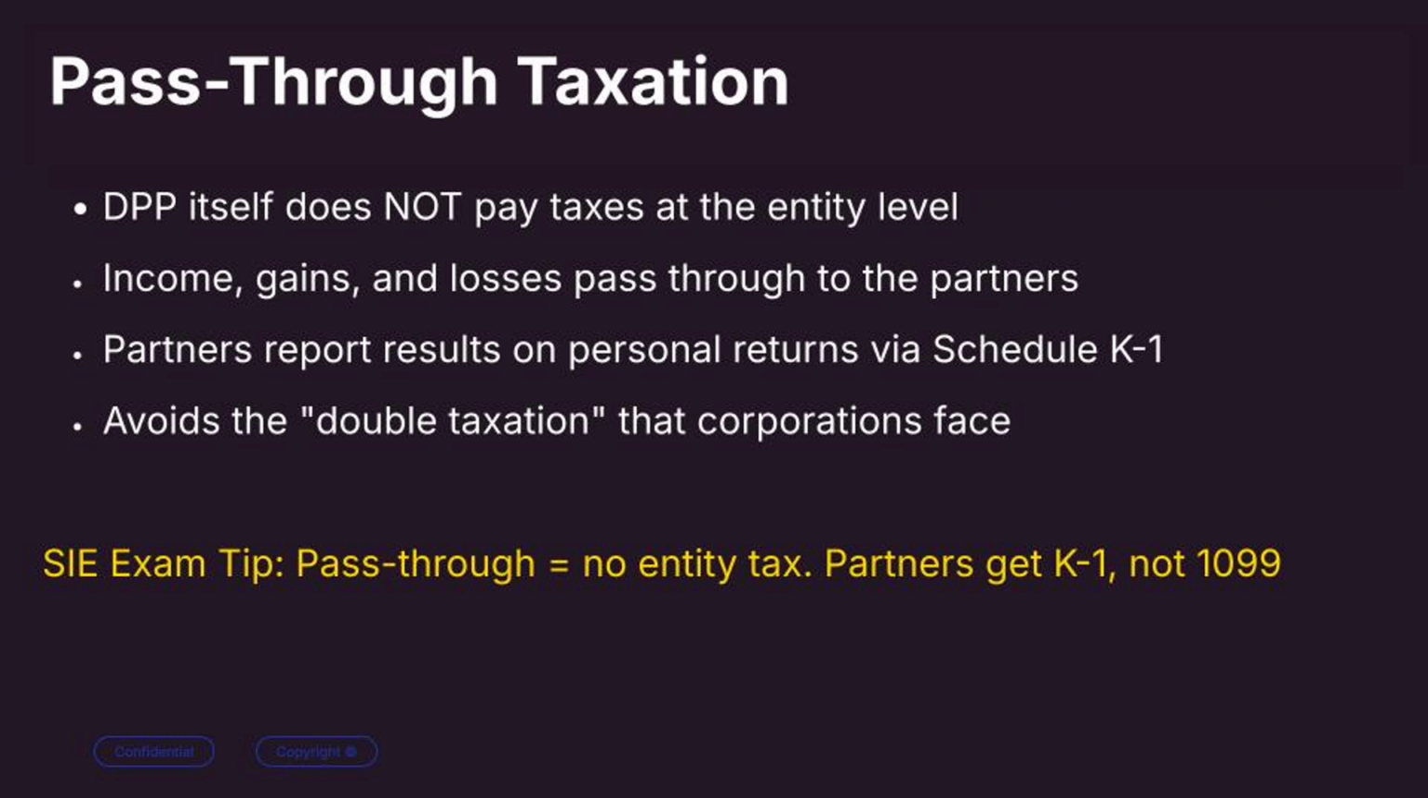The partnership itself pays no entity-level tax. Instead, all the income, gains, and losses flow directly through to the partners, who report them on their personal tax returns. The form that gets used here is the Schedule K1. This is one of those facts the test likes to check. Partners receive a K1, not a 1099. If you see 1099-DIV in the answer choices for a DPP, that is the wrong tax form.